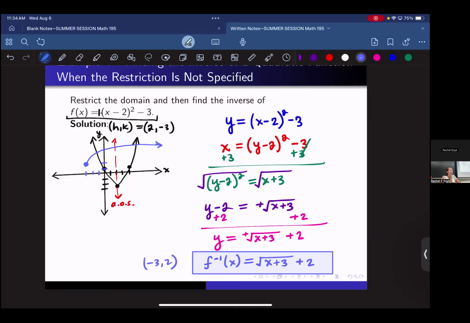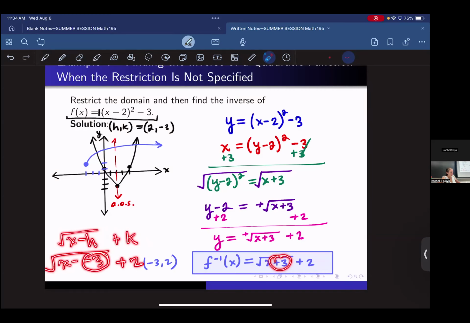Questions at all? Yeah. Because remember, your general form is always going to be x minus h squared plus k. Or in this case, we're just dealing with the square root of x minus h plus k. And there's a plus 3 here. So it's really x minus -3 plus 2, which tells us that point is -3 comma 2.